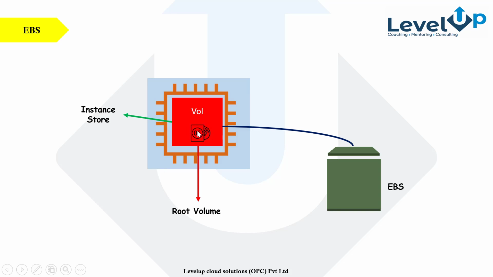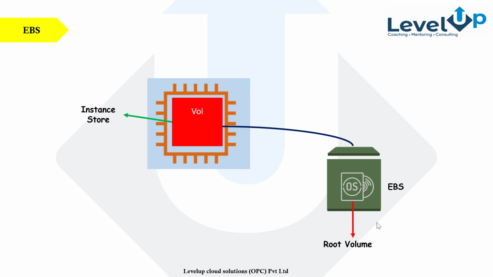And the volume which is inside the instance, what we call an instance store, if that is having an OS, we call that a root volume. And if the OS is there on the EBS, then this EBS is called a root volume. So basically, wherever the operating system is there, that is called a root volume, and your operating system can be there in instance store as well. Your operating system can be there in EBS as well.